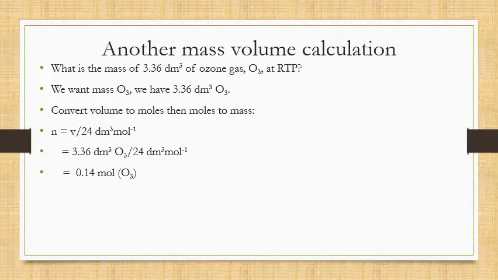We now have the number of moles of ozone. We also know that the mass equals number of moles times the molar mass, which is going to be equal to 0.14 times 48, because ozone's molar mass is going to be 3 times oxygen. So it's going to be 16 times 3, or 48, which gives us the answer of 6.72 grams of ozone.